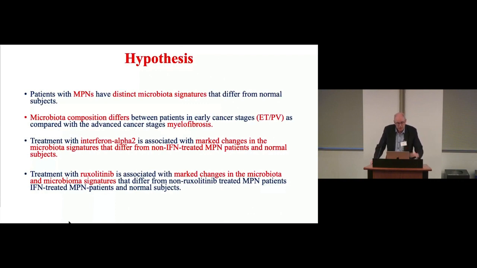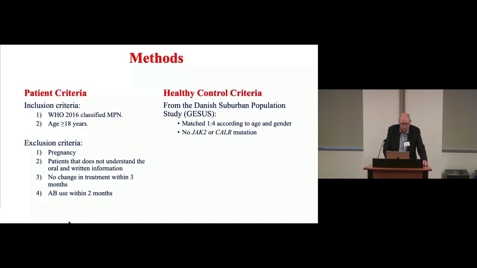Our hypotheses were that the microbiota differs in MPNs, and we have shown this now, it differs. And also, and that is very important, actually the most important message, that interferon alpha 2 tends to normalize the microbiome in MPN patients. And this is one of my key messages. We also had the hypothesis that ruxolitinib might be associated with marked changes in the microbiota and distinct signatures.